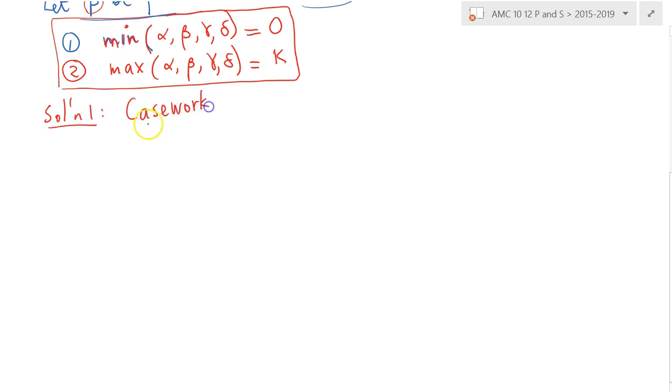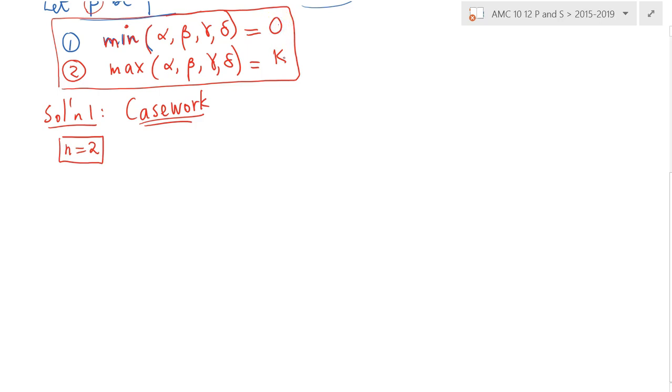Casework. This one is on AOPS as well. The casework will be based on how many different values alpha, beta, gamma, and delta hit. So let's say that, at the least, they have to hit 2 different values, right? They have to hit 0 and k, obviously.